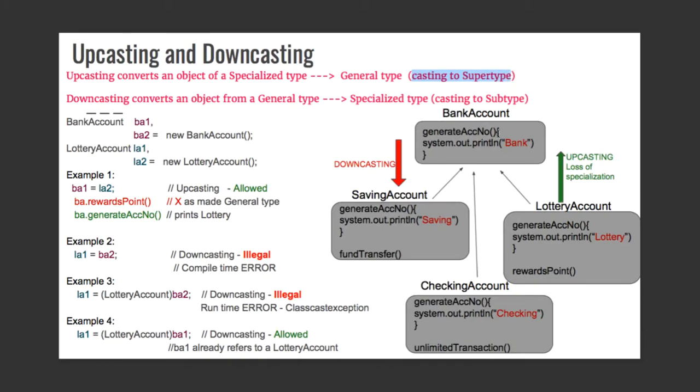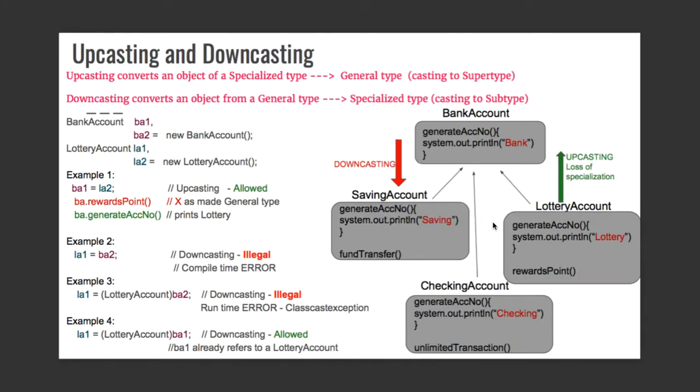Now, if you look at the right hand side, we have a class called bank account. The class has a method called generate account number. Now, these are all hypothetical methods. Please don't go by the literal meaning of it. This is just for the explanation purpose. So this class bank account has a method called generate account number, which prints just a string called bank.